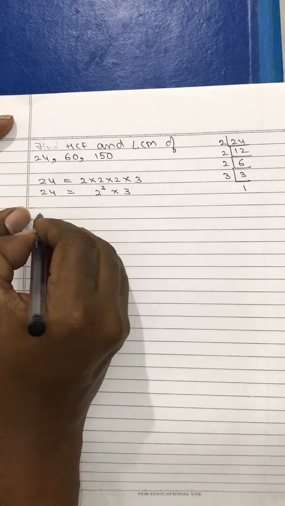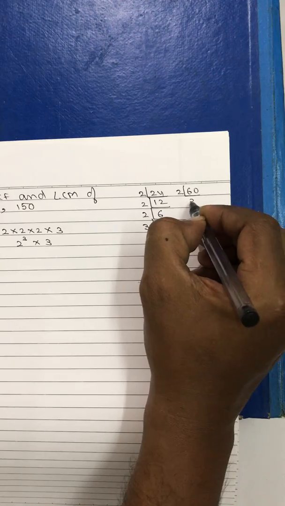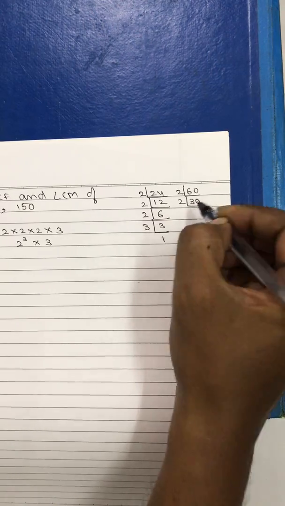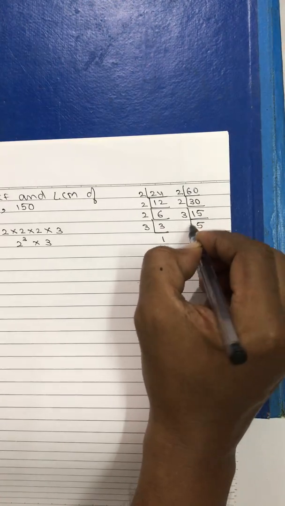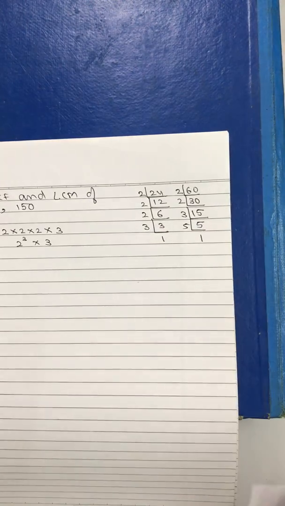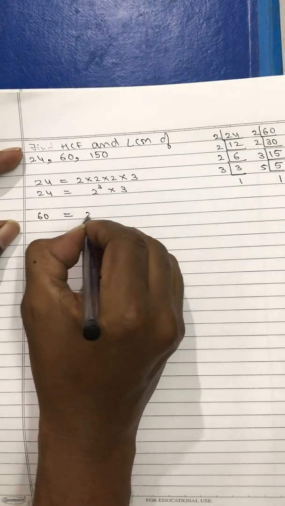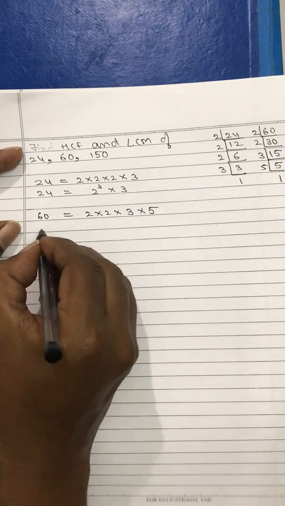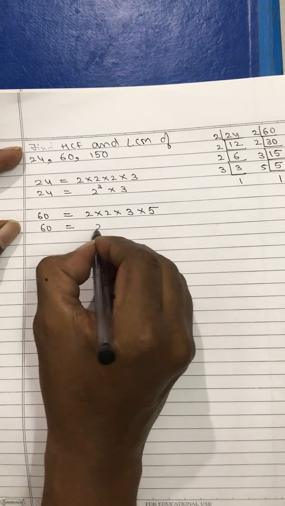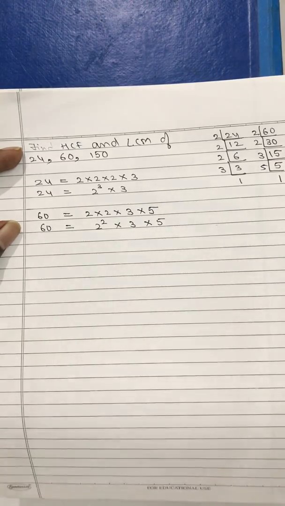Somehow I am not. So 60 is equal to what? I have to factorize 60. 2 30s are 60, 2 15s are 30. Now 3 5s are 15, 5 1s are 5. So 2 into 2 into 3 into 5. So 60 is equal to 2 into 2 into 3 into 5, which is 2 square into 3 into 5.